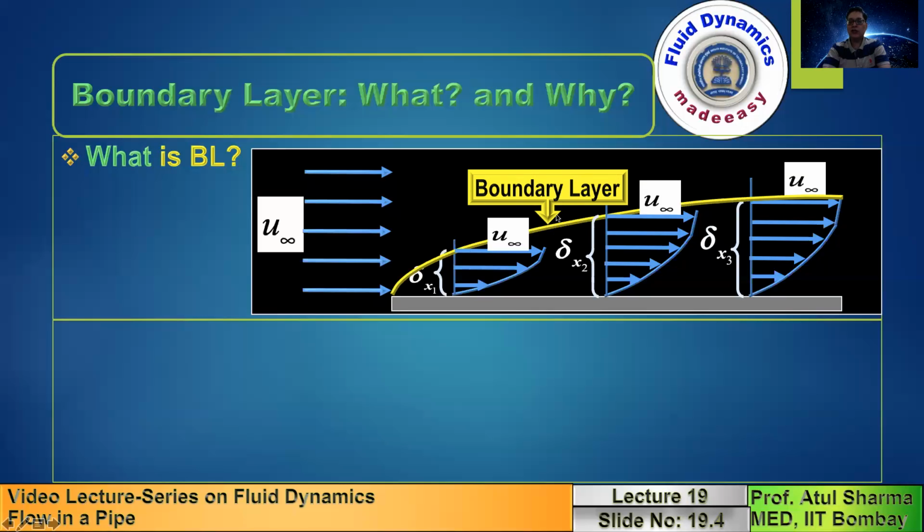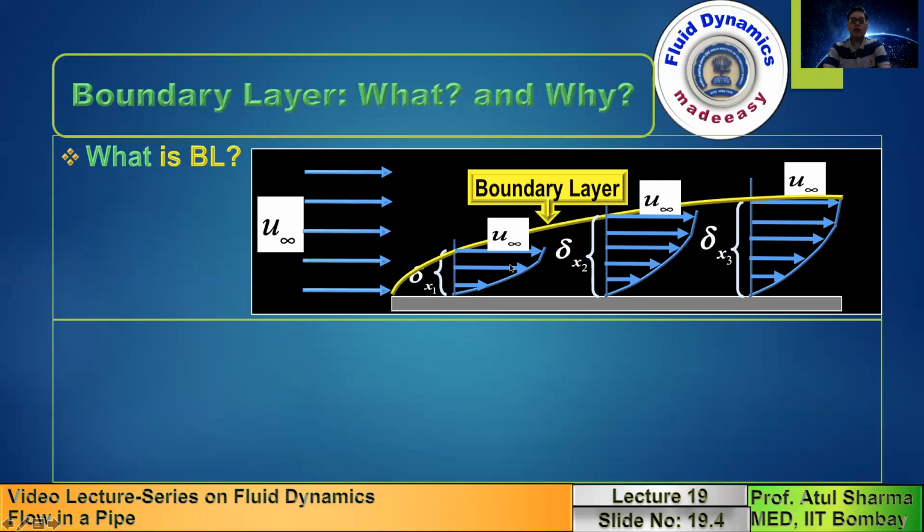The boundary layer is the locus of the points up to which you see a non-zero velocity gradient, and below this you have the boundary layer region. In this boundary layer region, you have a non-zero velocity gradient, and outside the boundary layer you have del u by del y almost equal to zero.